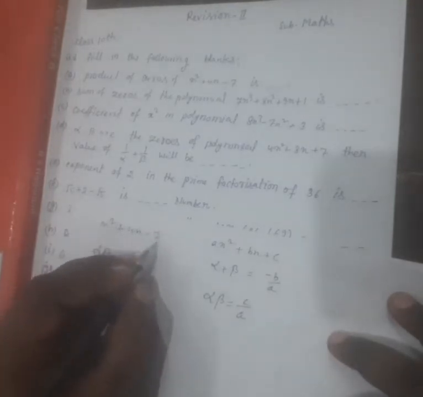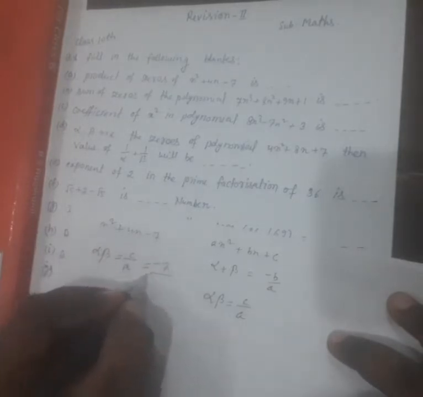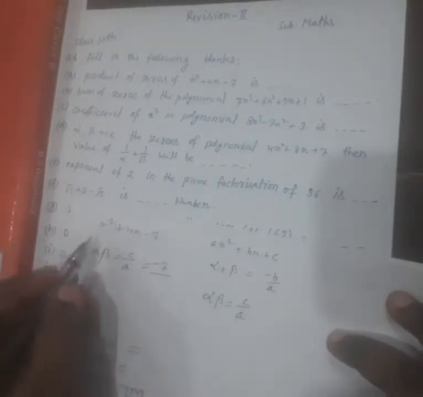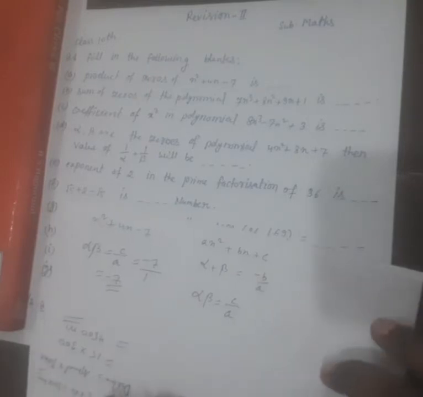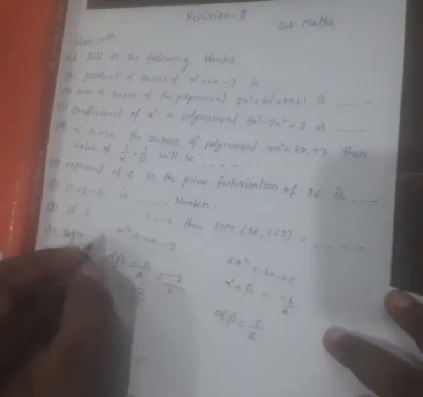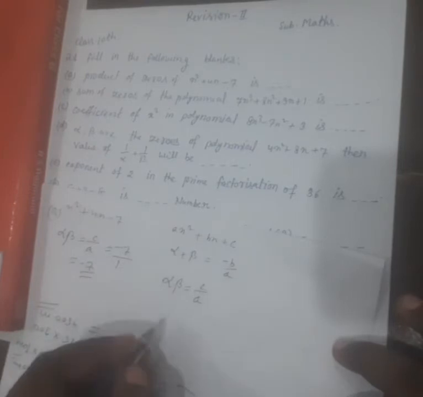See here, what is c? C is the constant term, it is minus 7, and at the place of a there is nothing here, means 1, so it is only minus 7. So what you will fill here, minus 7. Moving to the next, see the B question. This was the A question. Okay, let's see this B question.